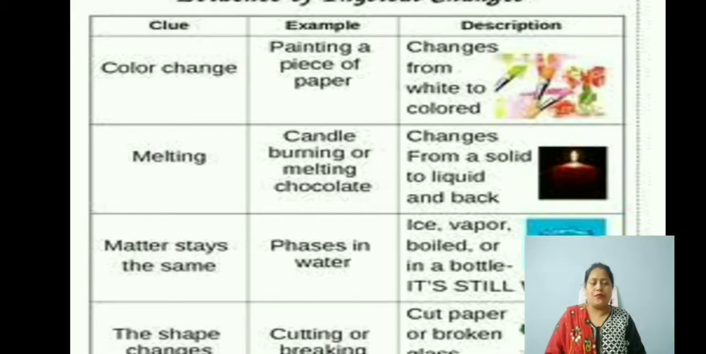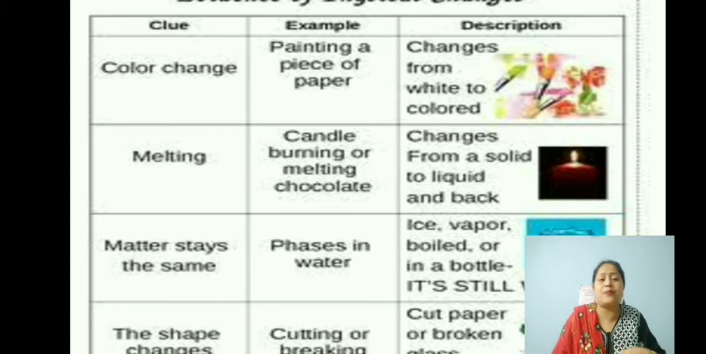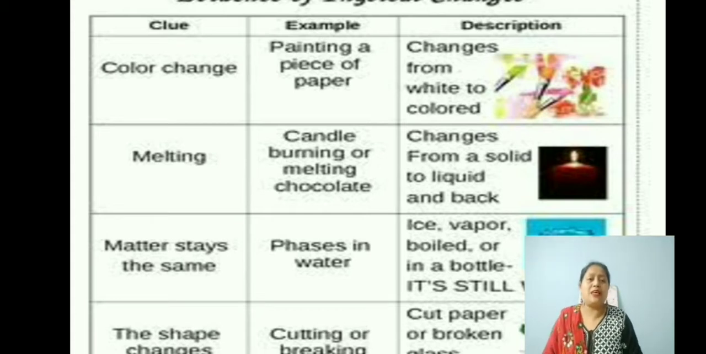The first clue is color change. Whenever we find that some color change is occurring in a change, that means it is a physical change. We can consider the example of painting a piece of paper. I'll show you that after some time. If we paint a piece of paper, the originality of the paper is not changed. Paper is paper itself, only the color has changed. So this is the physical property which is changing in this process. Clear?